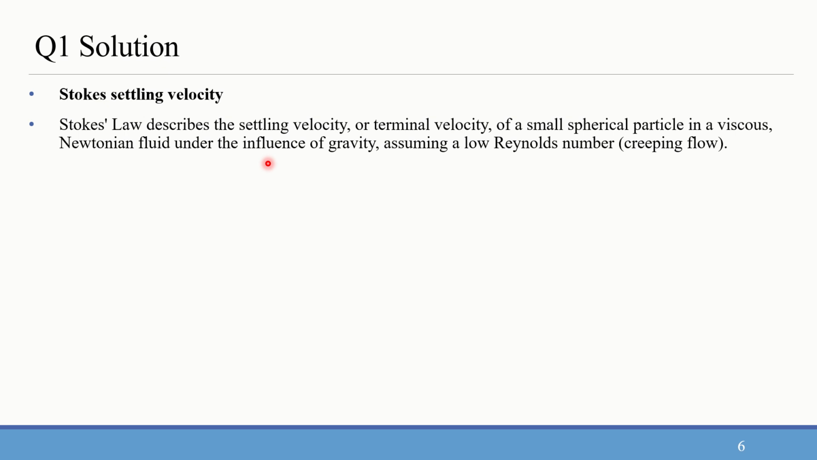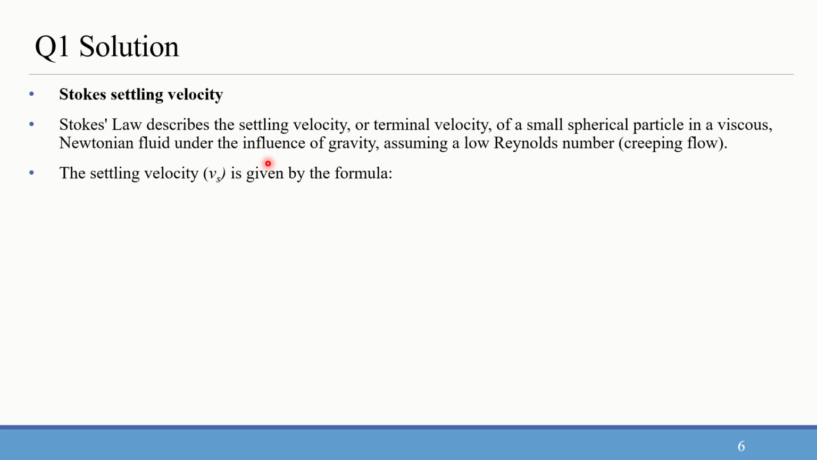Whereas if viscosity is low, Reynolds number will be comparatively very high. So Stokes regime won't be valid in that case, whereas Stokes regime will be valid in the low Reynolds number case, or in other words, we should have highly dominant viscous effects. So Re is equal to rho v dp by mu. In Stokes regime, as we have seen, it should be a lower value. So we can say a small sphere in a viscous Newtonian fluid under the influence of gravity, assuming a low Reynolds number or a creeping flow.